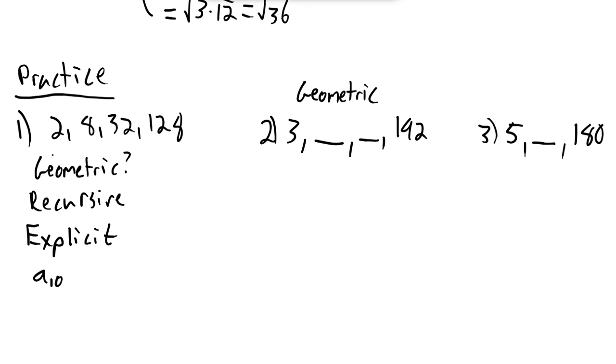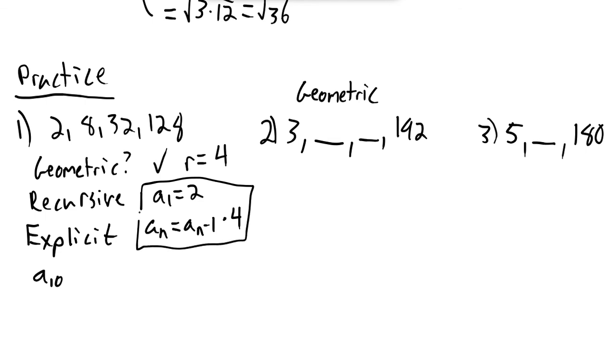Looking at this first one, what are we doing? So 8 divided by 2 is 4. 32 divided by 8 is 4. 128 divided by 32 is 4. So it looks like these are geometric, and our ratio is going to be 4. So what's the recursive formula going to be? Well, our starting term is 2, and our formula is going to be a sub n is equal to a sub n minus 1 times our ratio. So there's our recursive formula.